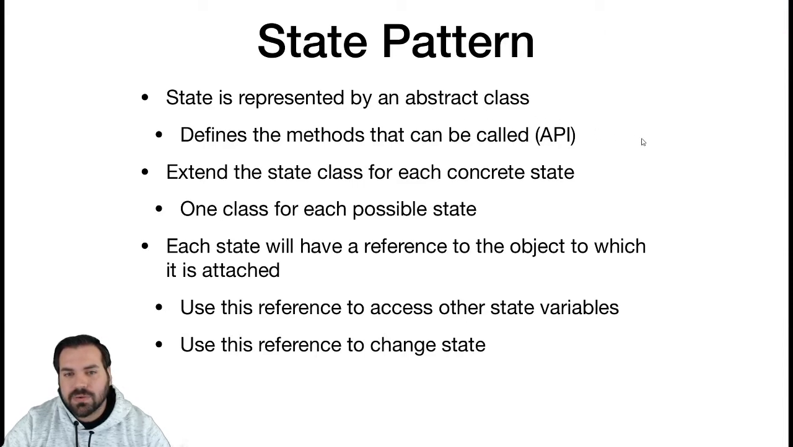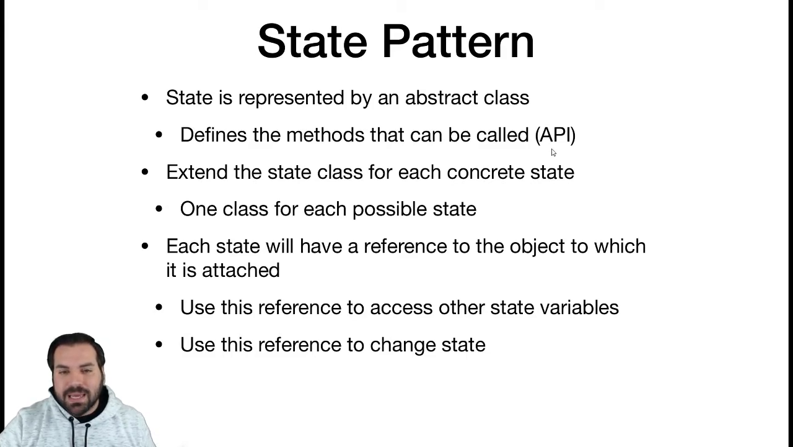So to do this, we're going to leverage some polymorphism. We have an object whose behavior we want to change significantly depending on its state. So we're going to create an abstract class for that state. That's going to define an API, which are the methods that can be called, the methods that we're going to ask the state to be responsible for. And then for each different state that object can be in, we're going to create a new class that extends the state abstract class and implements the behavior that the object should have in that state.